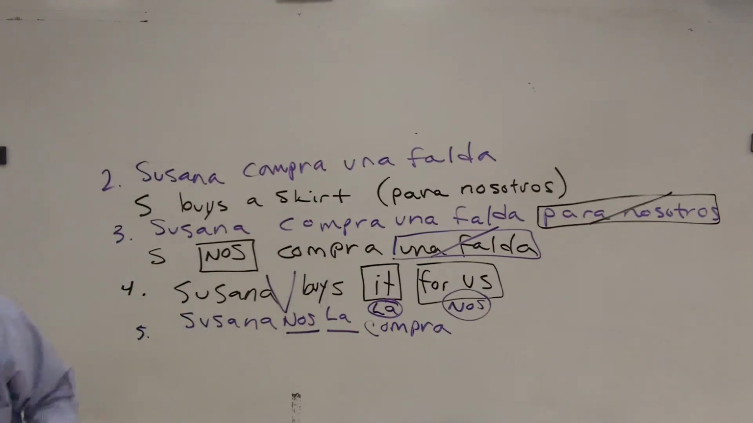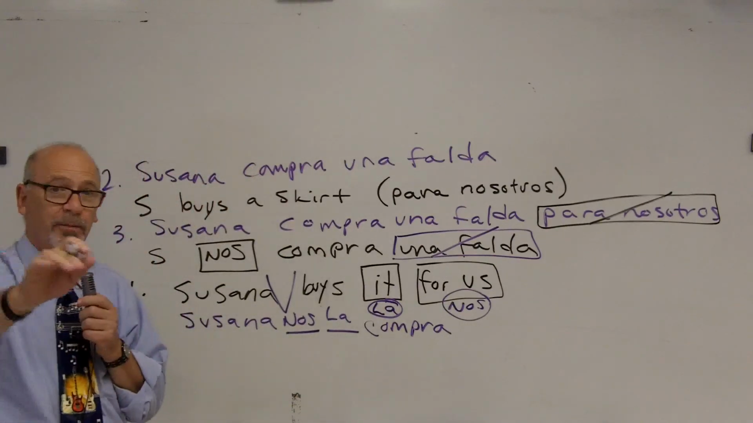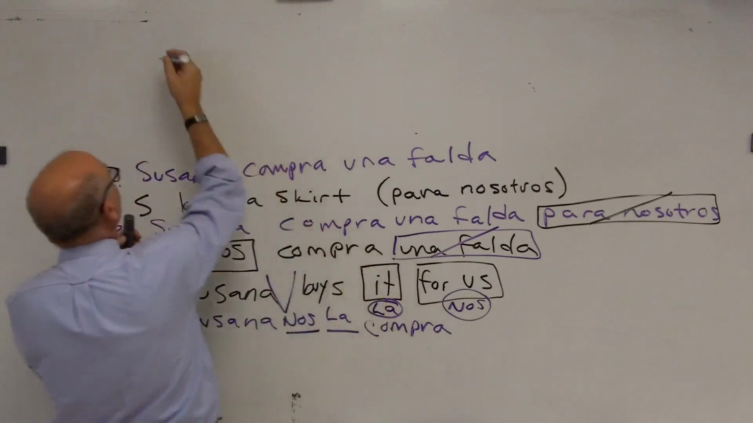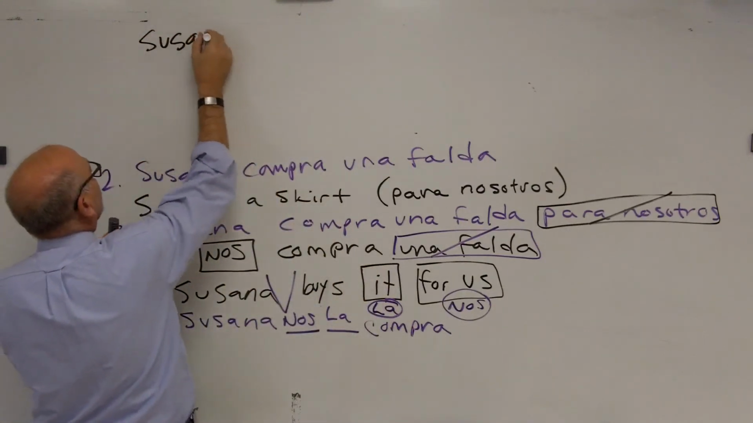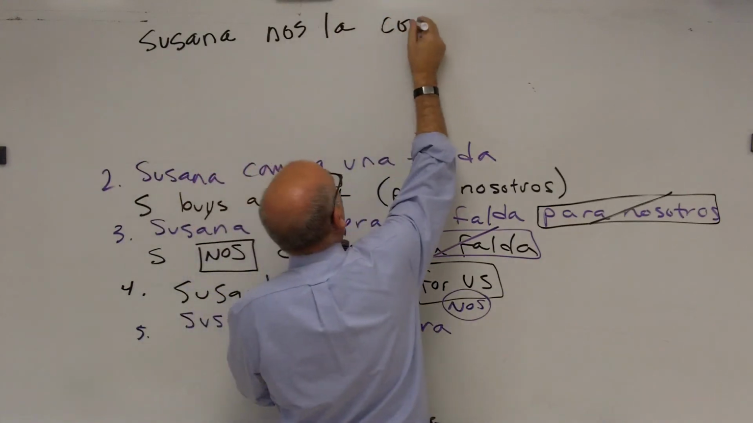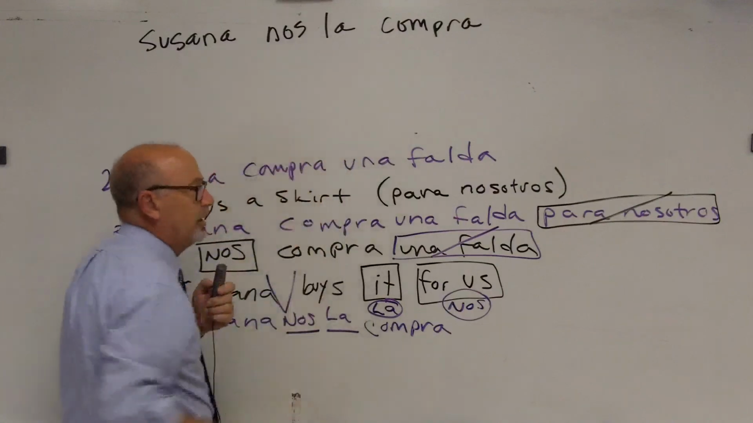All right. Now, you are going to write for me for sentence number 6. This is what I want you to do. So we've got Susana nos la compra. Let's start with that. Susana nos la compra. Susana buys it for us.